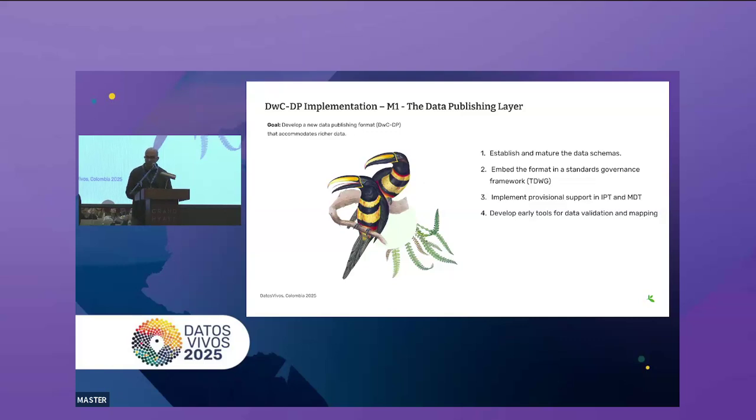There's already, as John mentioned, a provisional implementation in the MDT, and I'm going to show a couple of slides about that. And then we would also like to implement data validation tools and mapping tools, not only in the context of those tools, but also as data services that a user can access in the GBIF portal to validate the Darwin Core Data Packages that have been assembled outside the context of those tools.